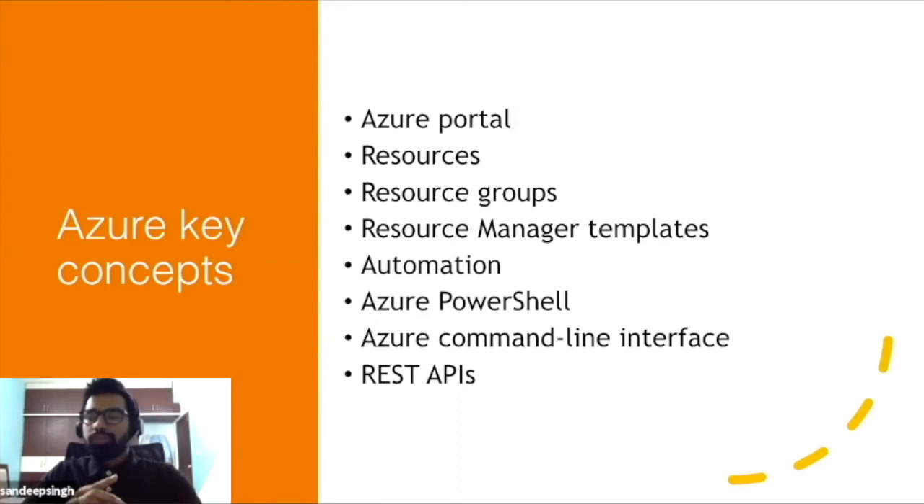So here we have ACR, and here we have AKS. Azure Kubernetes Service also provides you a namespace, where in that single namespace you can have multiple pods, and in those pods you can deploy your container images. So that's how we can deploy. This is a containerized deployment, where I take the help of ACR and AKS.